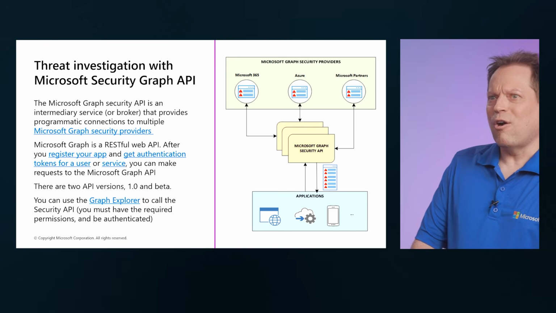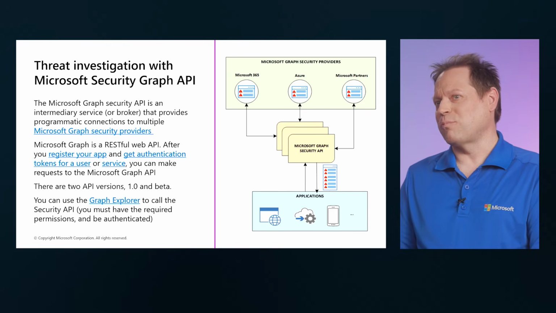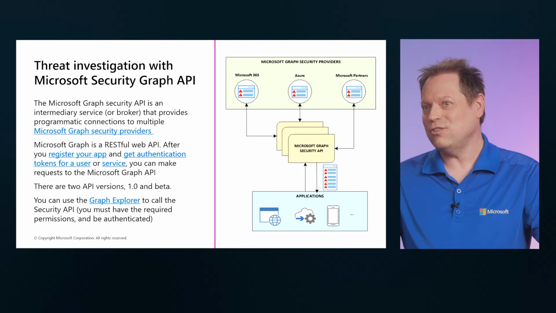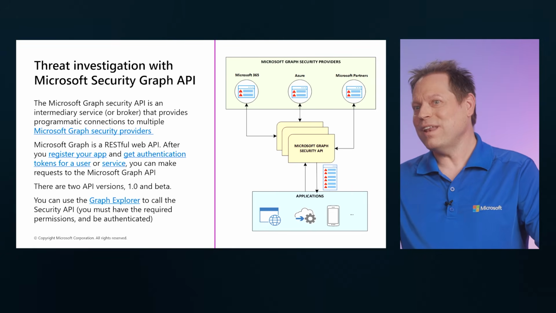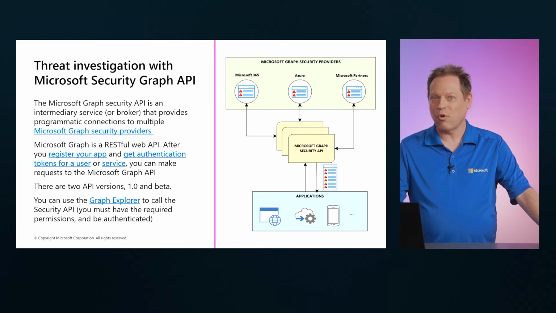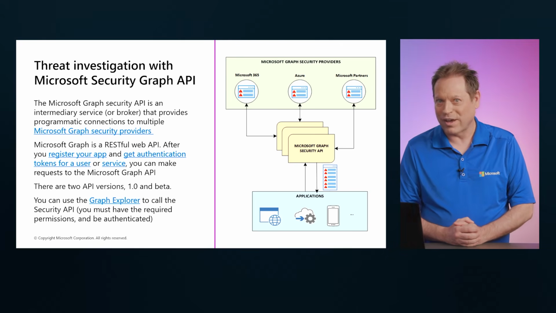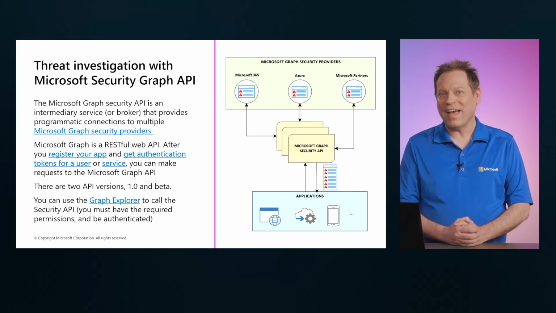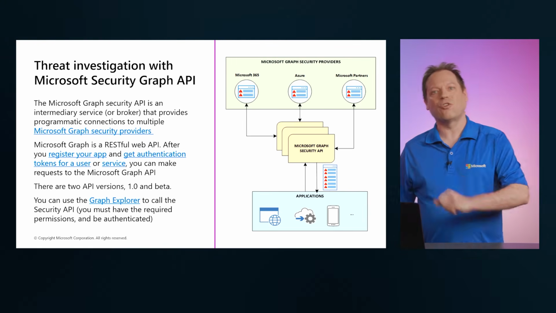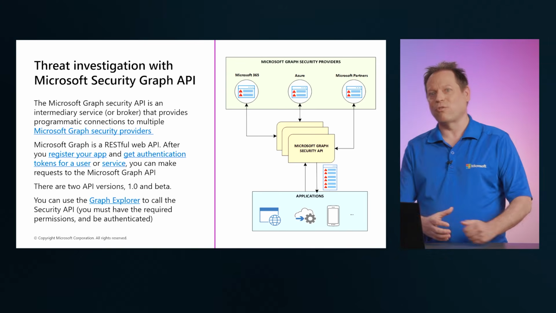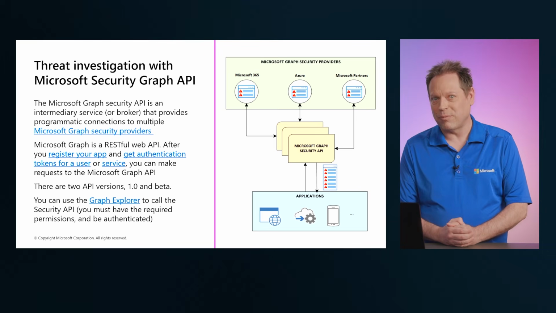Let's take a look at how you can investigate threats programmatically. The Microsoft Graph Security API acts as an intermediary service. Think of it as a broker that provides a programmatic connection to multiple Microsoft Graph security providers. This is especially valuable when you want to automate part of an investigation, enrich cases, or integrate security insights in your own workflows. Microsoft Graph is a RESTful web API.